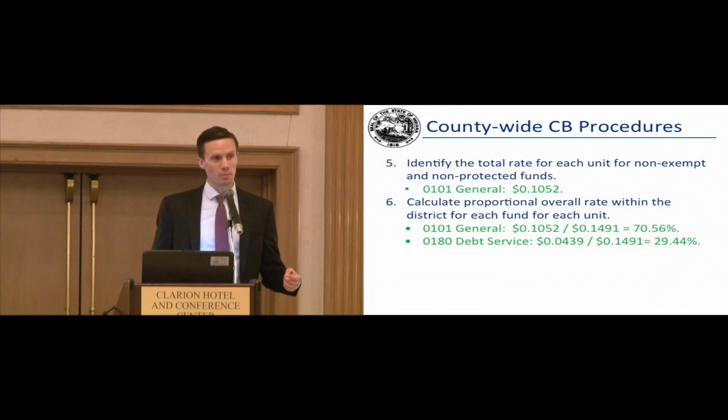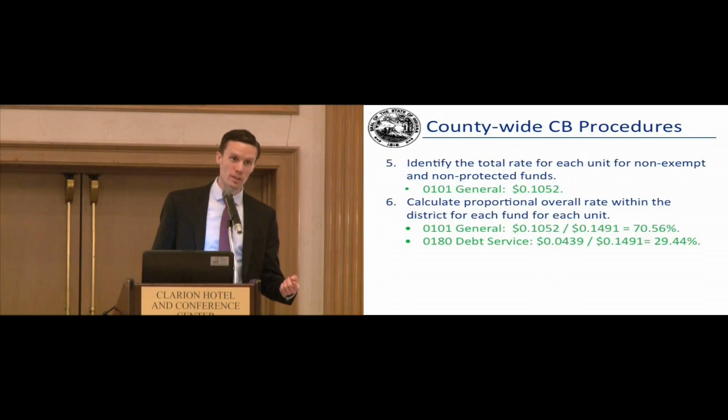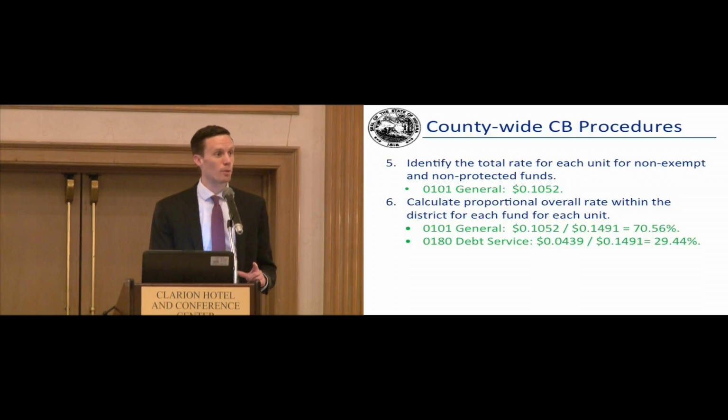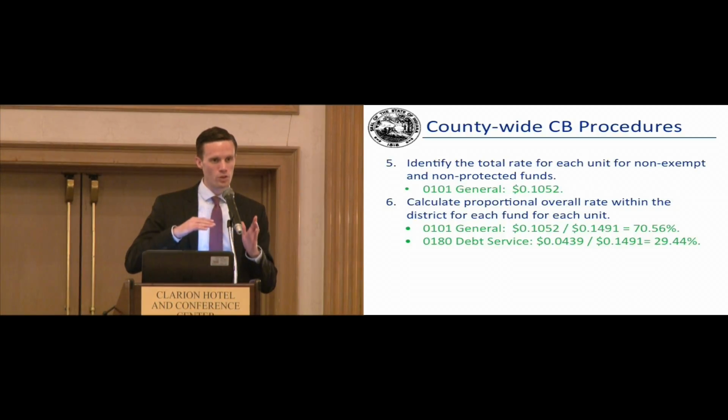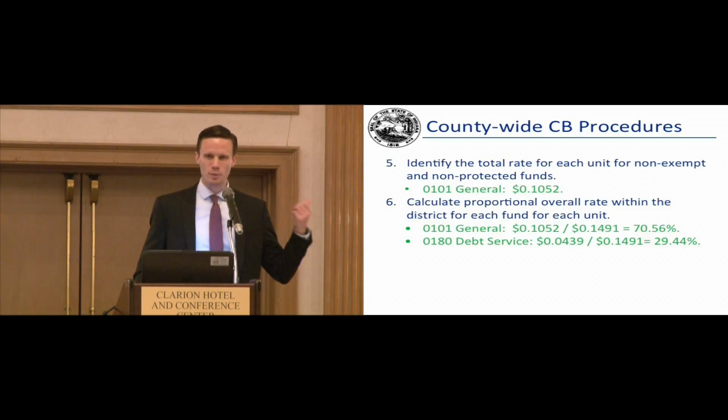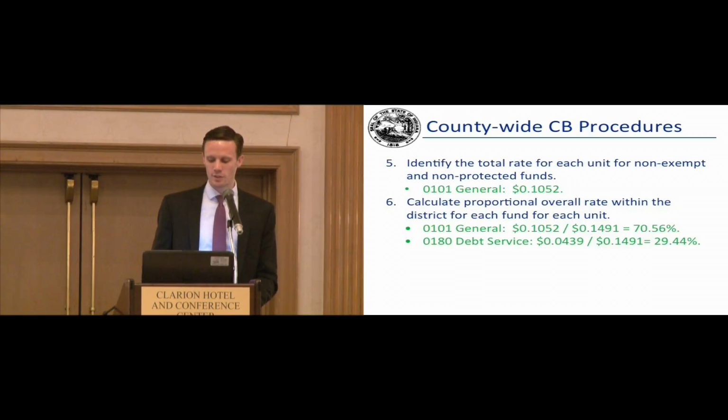And then we're going to figure out what the proportional overall rate is within the taxing district for each fund, for each unit. So again, we're thinking about Peabody Library, which is just one taxing unit more broadly within the taxing district, and the individual proportional rate of that taxing unit's funds. So we've got general, which counts for something like 7/10, and we've got debt service, which counts for roughly 3/10. Doing okay so far? Okay.